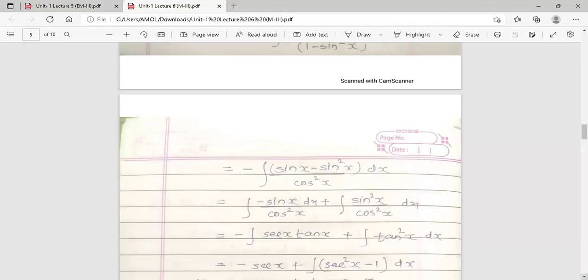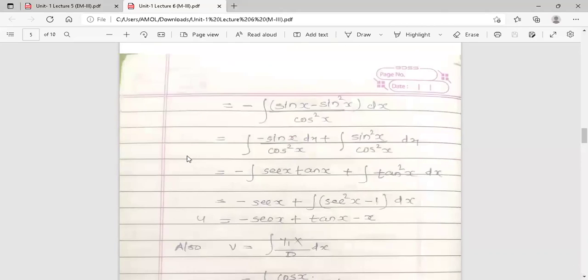And the integration of sec x tan x is sec x. So minus sign as it is. So integration of sec x tan x is sec x. So the answer is equal to minus sec x plus integration of tan square x. Integration of tan square x, you first use the formula tan square x is equal to sec square x minus 1.